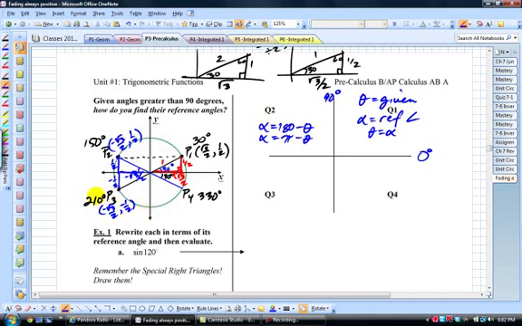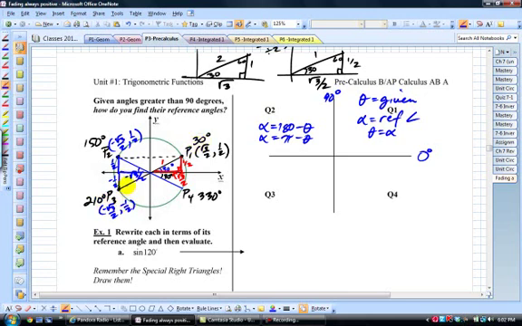And you'll notice that at 210 degrees, it has the same ratios as 30 degrees. However, they're just opposite in sign. And we say that 30 degrees is the reference angle for 210 as well. The question is, what do you do to 210 to get to 30? And the answer is you simply subtract 180.